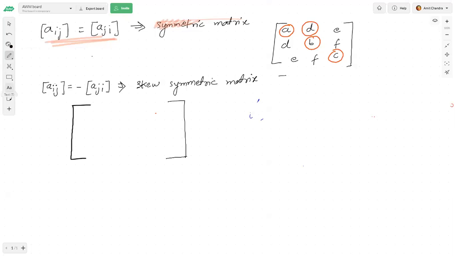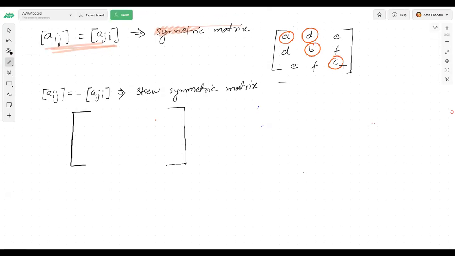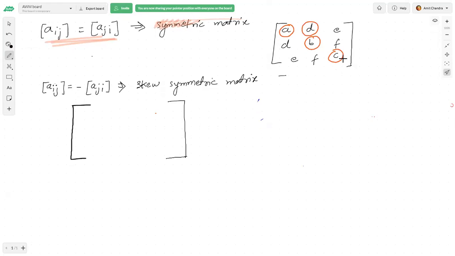Okay, so if I have a 3 cross 3 matrix, so if I have here A, B, C, D, E and F. If I have written the diagonals as this and the upper triangular as this, right? So these are the elements.